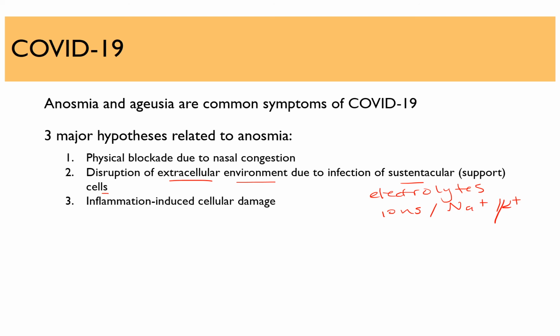The third hypothesis has to do with a microscopic level of either subthreshold or low-lying levels of inflammation within the olfactory epithelium, which can induce cellular damage as well as eventually either kill off the sustentacular cells or kill the olfactory neurons. We don't really have a good idea of how this process gets started and then what happens after that point that leads to the anosmia.